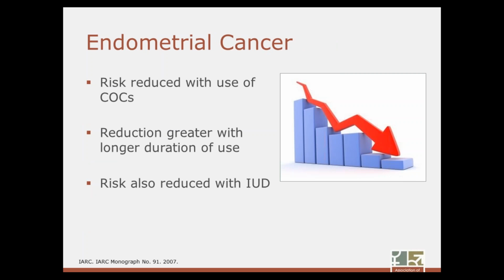So first of all, do we have information on risks of cancer and either reduction or increased risk with combined hormonal contraceptives and IUDs? The answer is yes, we do have this. We have good data that the risk of endometrial cancer is reduced with COCs. And it's also dose dependent in that the reduction is greater with longer duration of use. It continues for at least 10 years after stopping COCs. We also have evidence that we reduce the risk with IUDs as well.